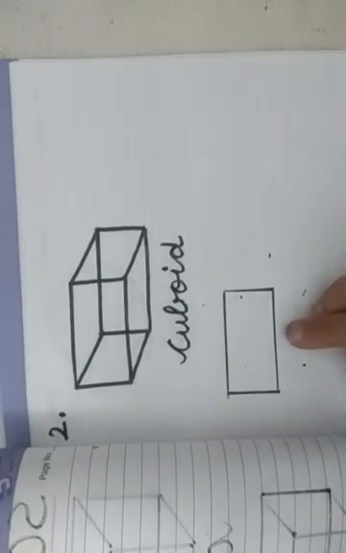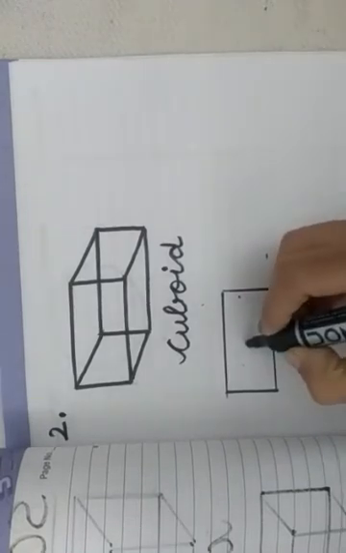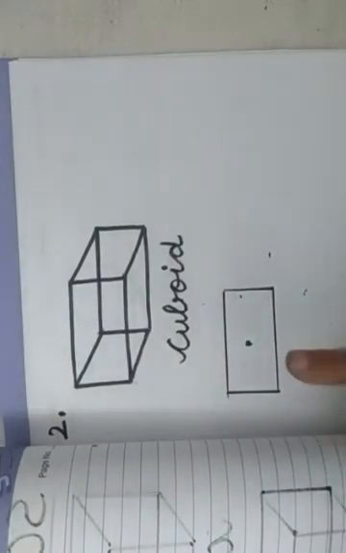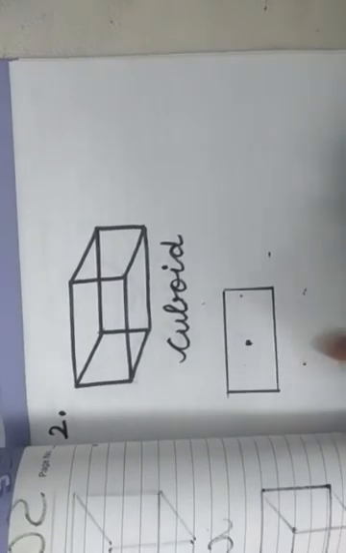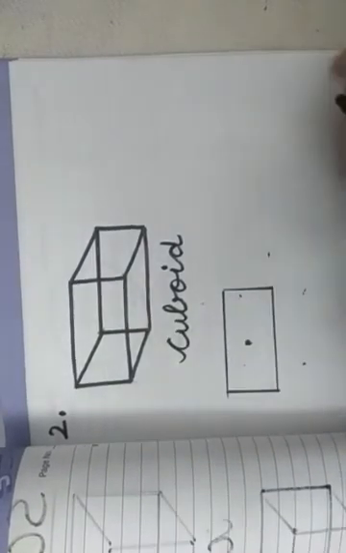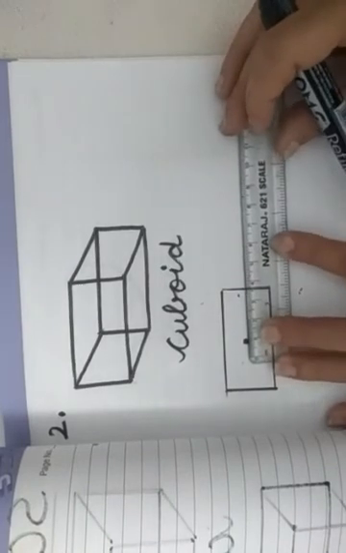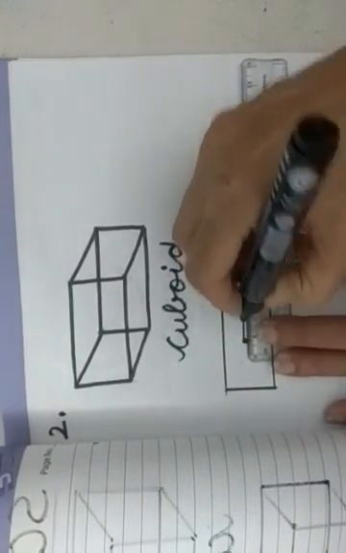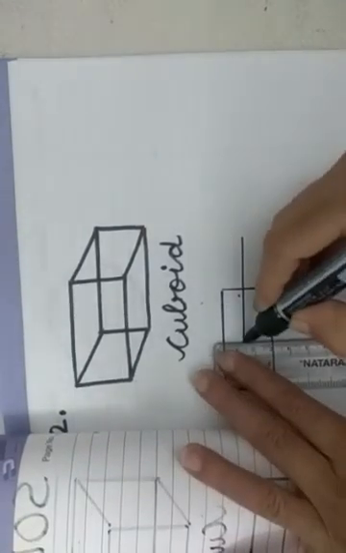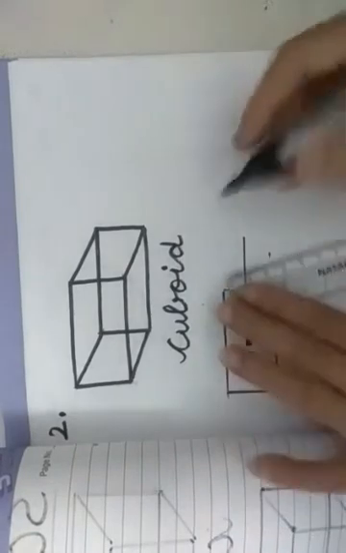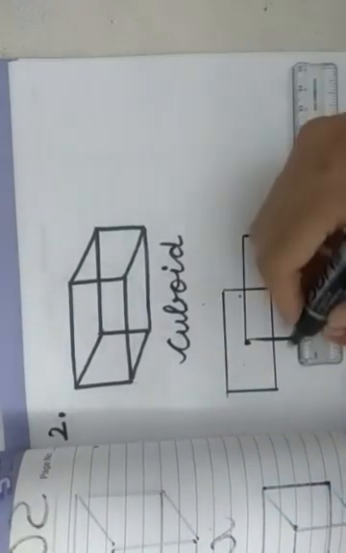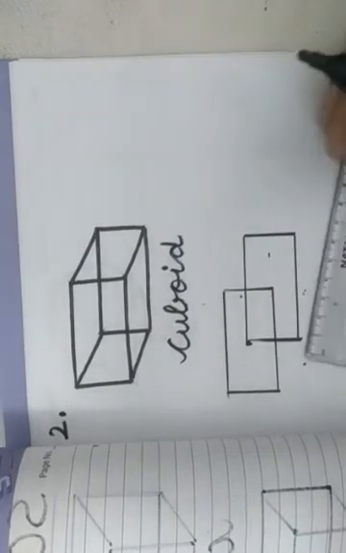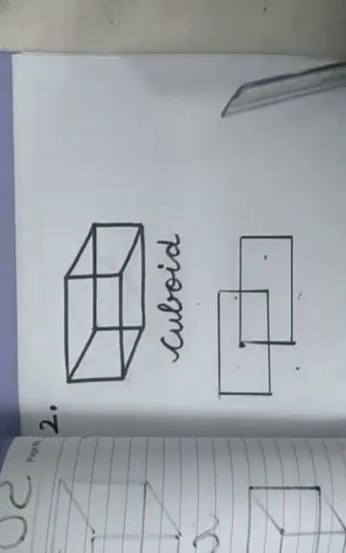In the same way as you have done in the cube, you have to put one dot just in the center of the rectangle. Just in the center. Now again your starting point is this center point. You have to start the second rectangle from here. Like the cube, both rectangles should be of the same size. Look here. Now you can see both are of the same size.